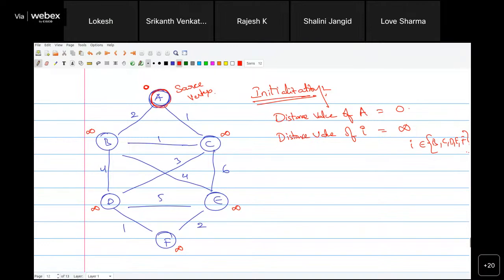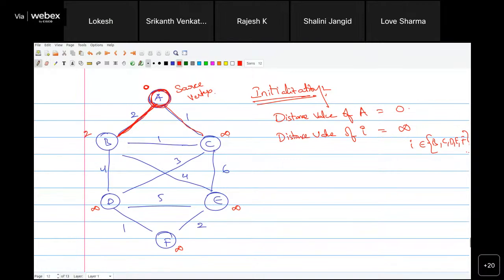So updating means I will take the edge weights into consideration. The edge weight of AB is 2. So I will take the minimum of infinity and 2. I want the shortest path, right? That is why I will pick the minimum value. The minimum of infinity and 2 will be 2, so I will update the distance value of B to be equal to 2.